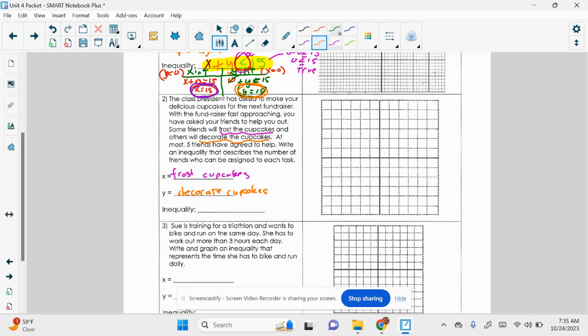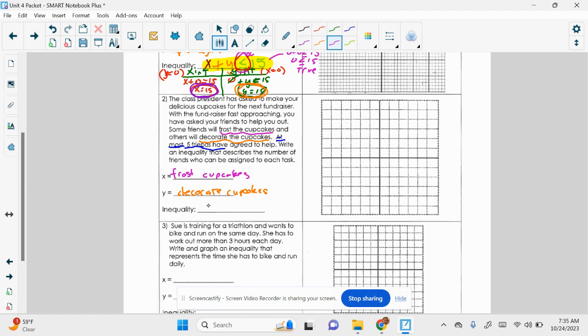So let's continue reading. Now it says at most 5 friends. So at most, that's your inequality. At most, 5 friends have agreed to help. So that means no more, like at most means 5 or less friends have agreed to help. It says write an inequality that describes the number of friends who can assign to each task.